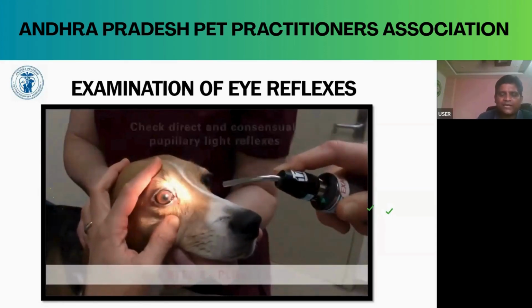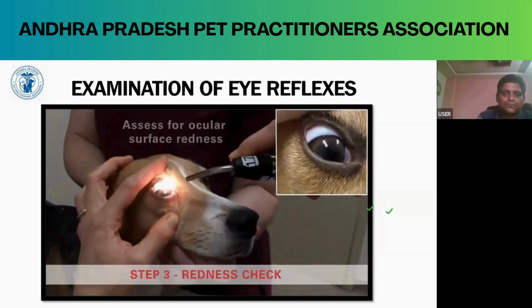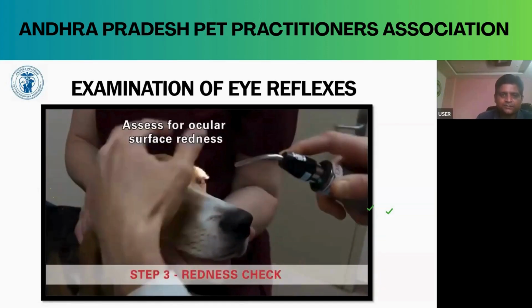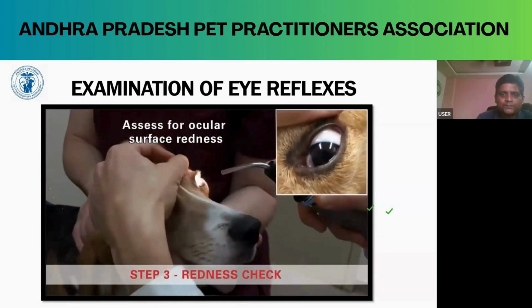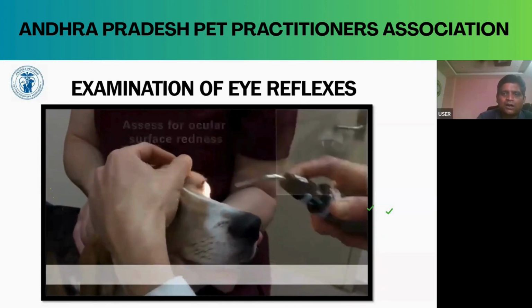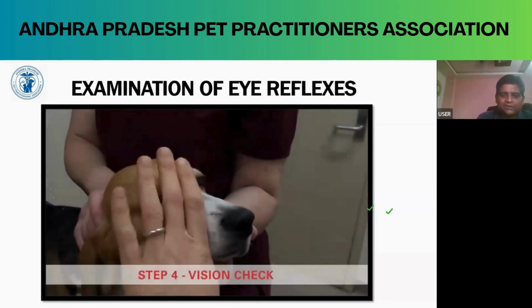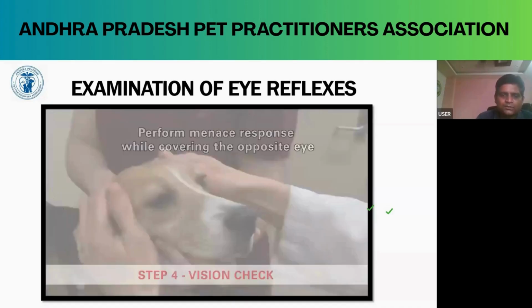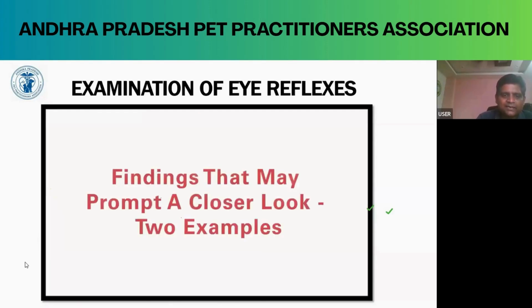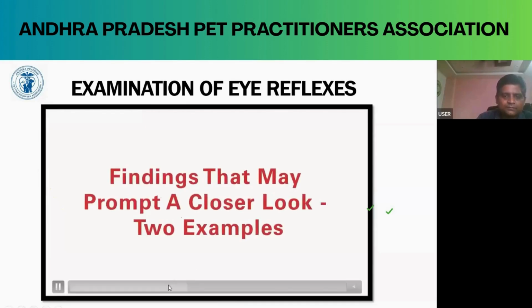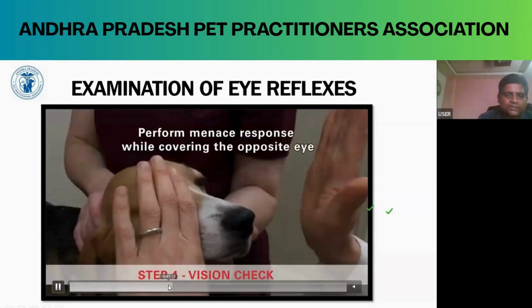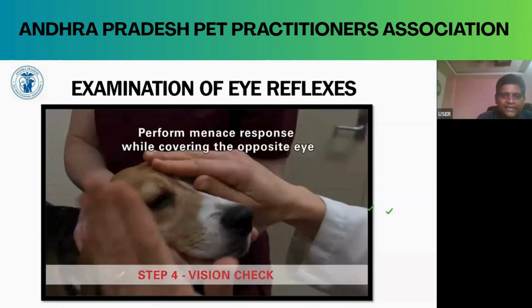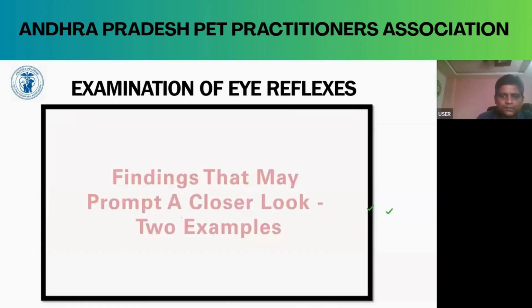So it is the direct reflex. It is showing the PLR is positive at this particular condition. At the same time, you have to observe the redness on the upper scleral position as well as lower scleral position. She is now observing the menace response. She is closing the one eye, and the menace response is positive in both eyes.